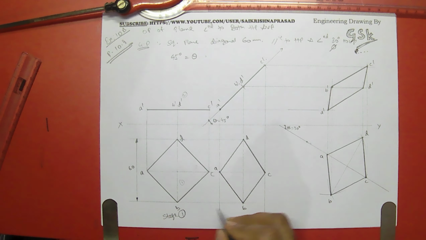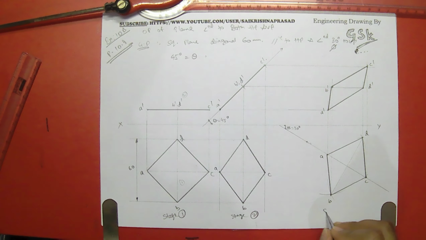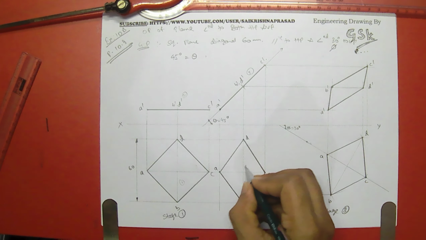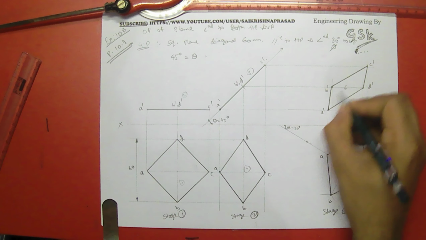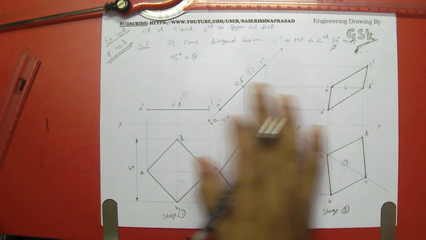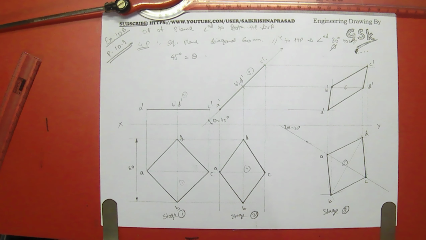So this is stage 1, this is stage 2, and this is stage 3, and 1, 2, 3, 4, 5, 6. So by 6 figures we can solve these types of problems. I hope everyone understands how to draw these types of problems.